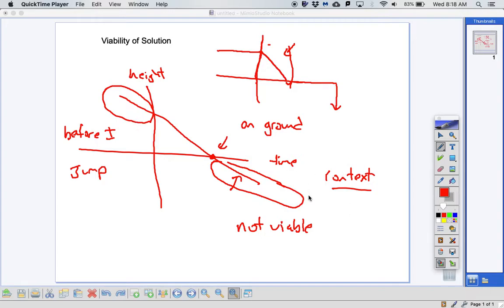If you have other questions, make sure you ask. But this is a really important thing for the SAT. They will ask you questions like this where they're going to find out whether or not you realize that this doesn't make any sense in terms of real life.